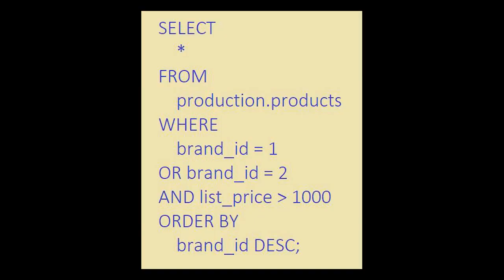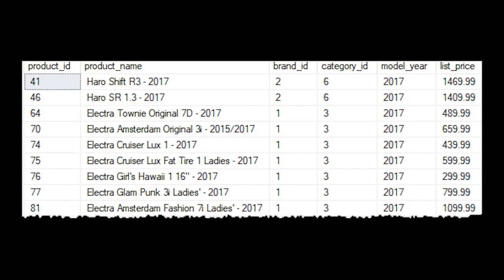How to use the AND operator with other logical operators. See the following query example. The following shows the result. In this example, we used both OR and AND operators in the condition. As always, SQL Server evaluated the AND operator first. Therefore, the query retrieved the products whose brand ID is 2 and list price is greater than $1,000, or the products whose brand ID is 1.